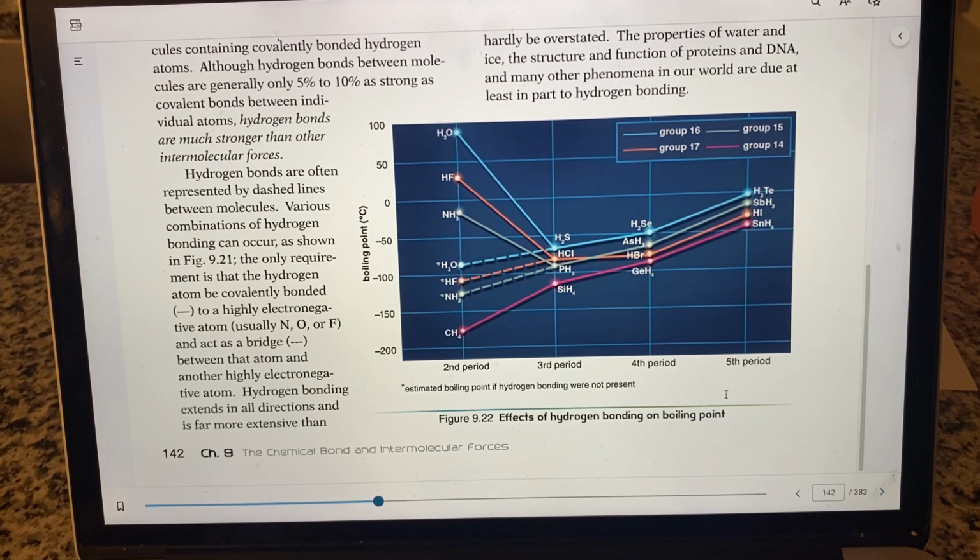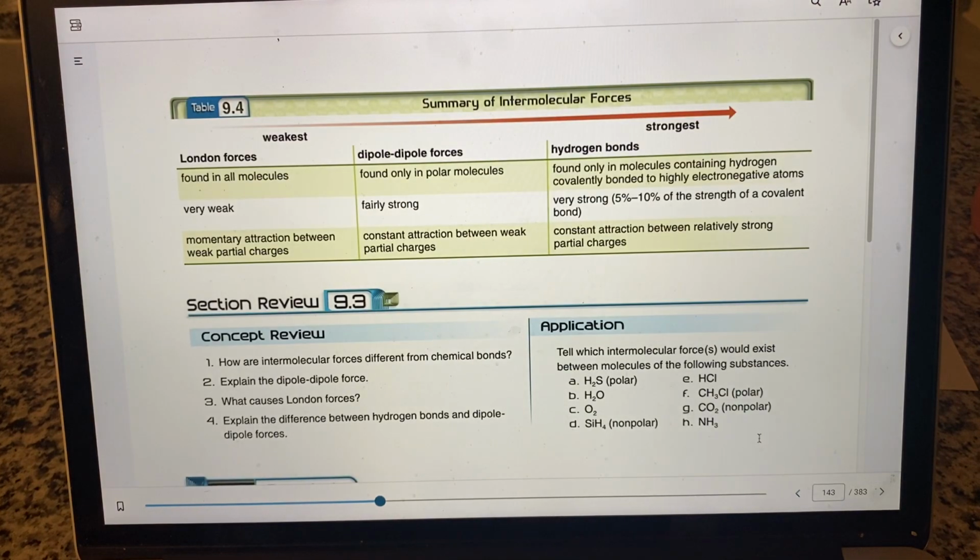Hydrogen bond force. It's a very important force in nature, all this hydrogen. Let's go over one more thing here, and then I'll go over some of the questions. Let's go over this table here. This will tell us, and you're probably going to have some of these on your test questions.